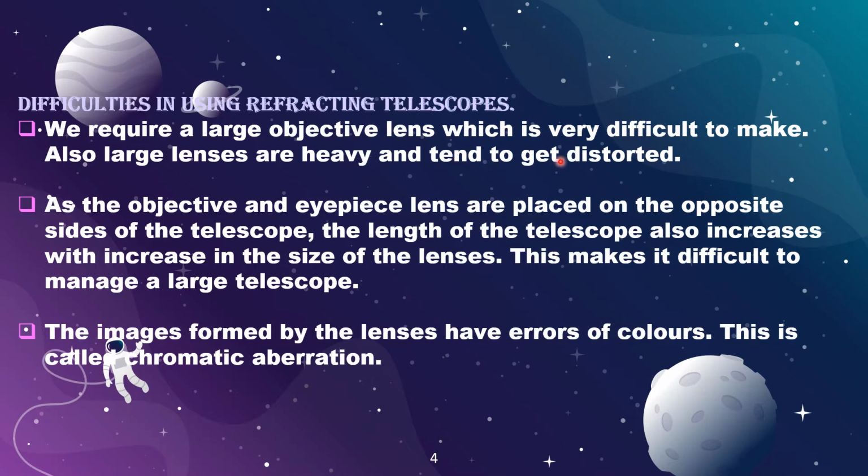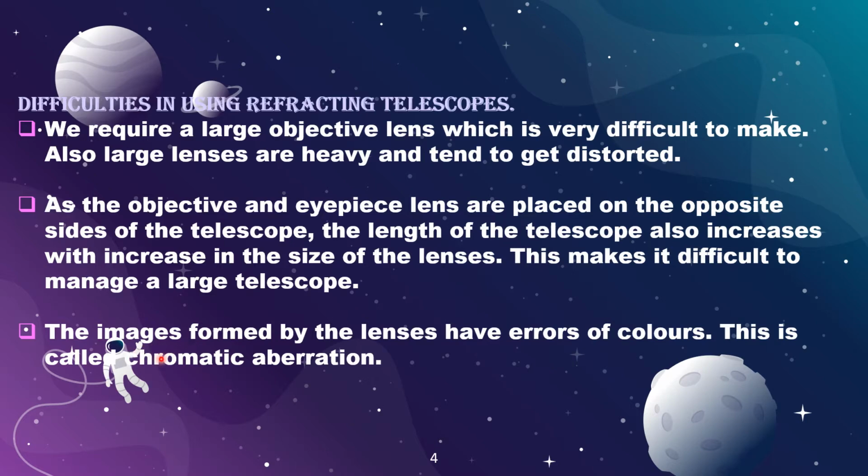The second difficulty in using refracting telescopes is that as the objective and eyepiece are placed at opposite ends of the telescope, the length of the telescope also increases with the increase in the size of the lens. So it becomes very difficult to manage the telescope.